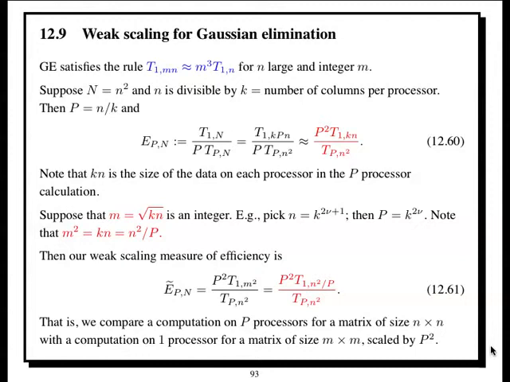So I divide the amount of data by p. That makes sense. But instead of just having the ratio of the times as we did with multigrid, it's going to be multiplied by p squared. So that means this is going to be a much smaller number than this is. It's going to run very fast. Okay, so that's weak scaling for Gauss elimination.